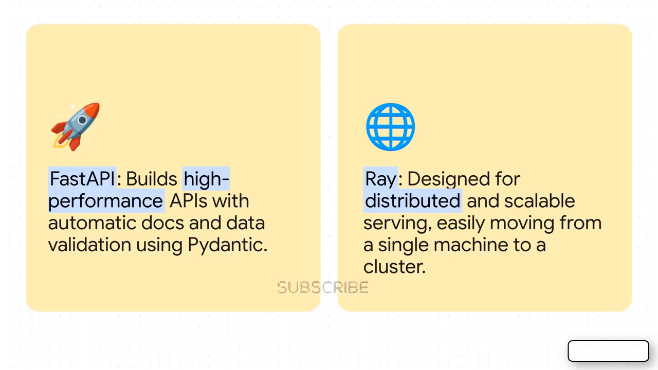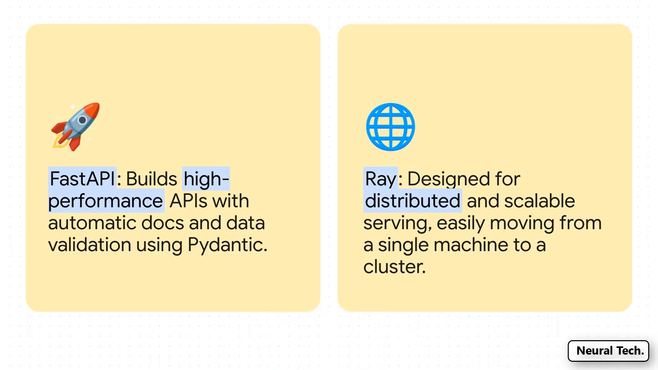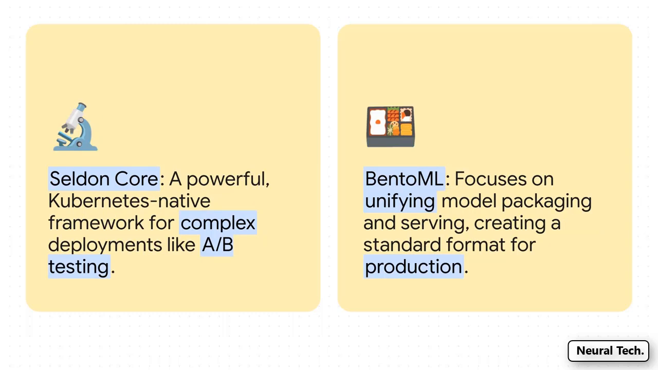But if you know you need to handle some serious traffic and scale across a whole cluster of machines, Ray, and its Ray-serve component, was literally built from the ground up for that kind of distributed power. Now, if you're playing in the big leagues, especially on Kubernetes, you might need more advanced deployment strategies. That's where Seldon Core shines. It's a powerhouse that lets you easily do complex things like A/B testing or canary rollouts right out of the box. And finally, there's BentoML, which tackles a slightly different but related problem. It helps you create a standardized package, a bento, that bundles your model, its code, and all its dependencies together for super easy, reproducible deployments anywhere.